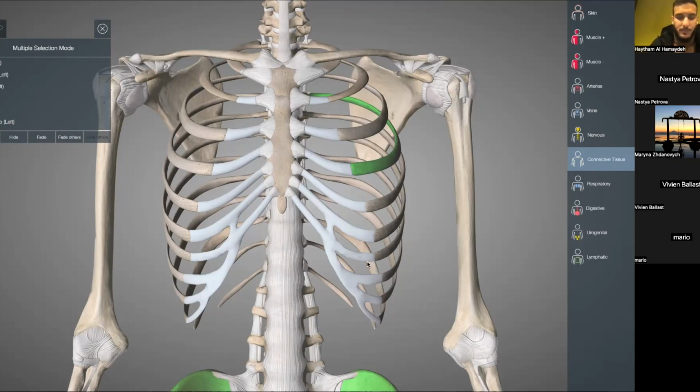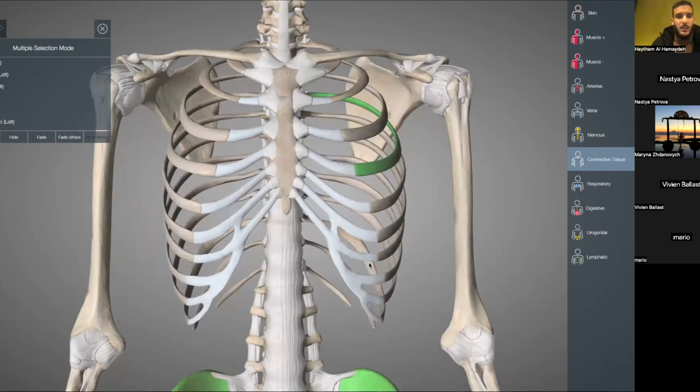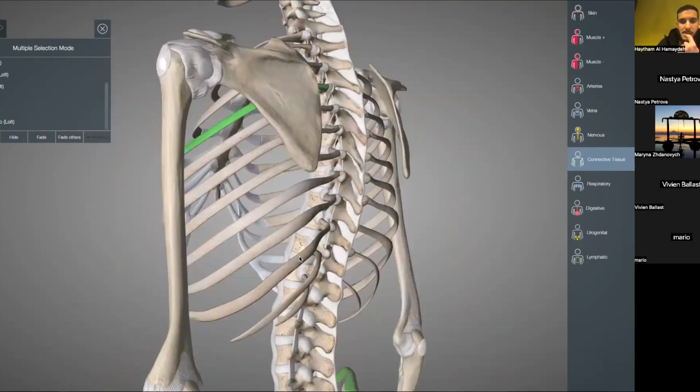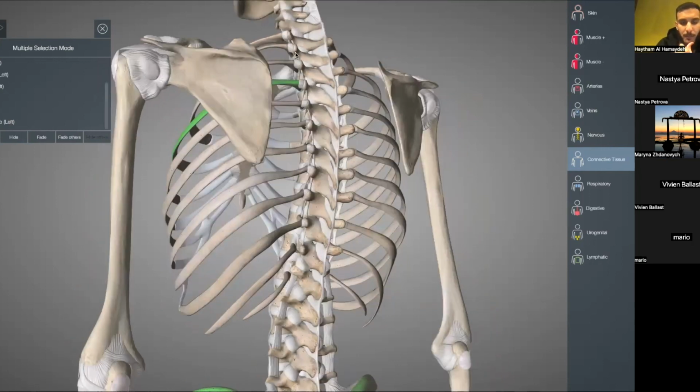Okay. Next. Posteriorly, what happens posteriorly? Posteriorly, all the ribs articulate with the vertebral column. All the ribs from pair 1 to pair 12 articulate posteriorly with the vertebral column.